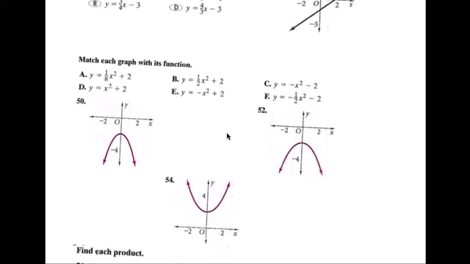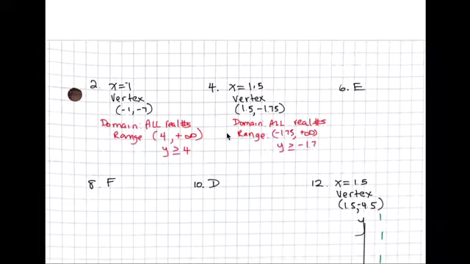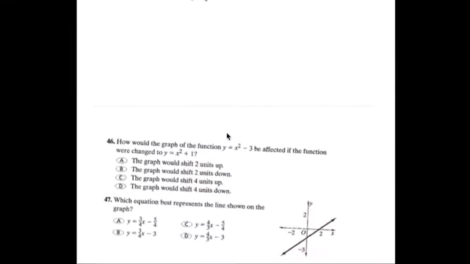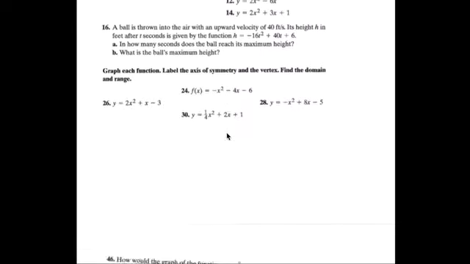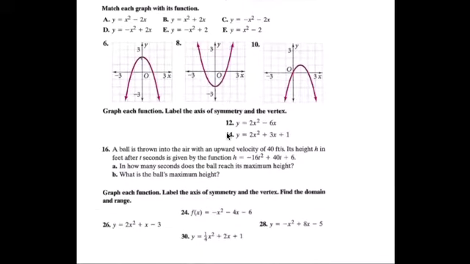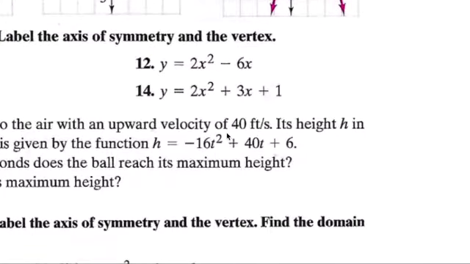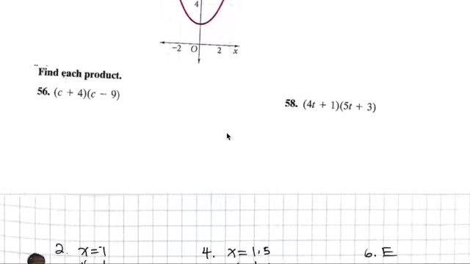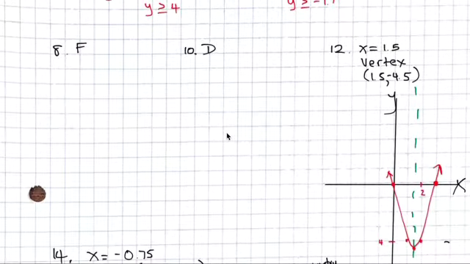Okay, let's look at problem 12. Let me copy the problem from up here. I should have brought one from home. Problem 12 is y equals 2x squared minus 6x. We know it's going up.